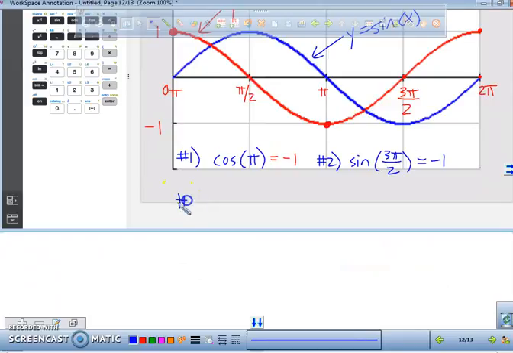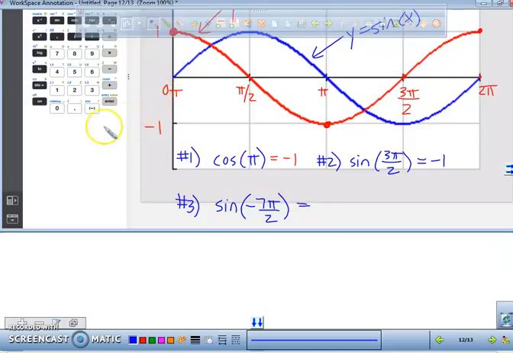Let's look at number 3. What does number 3 ask for? Sine. We're looking at sine of what? Negative 7 pi over... Wait a second. We don't have negative 7 pi over 2. But you can keep making the graph. Exactly. You can keep extending the graph if you wanted to. We've got to go left, don't we?